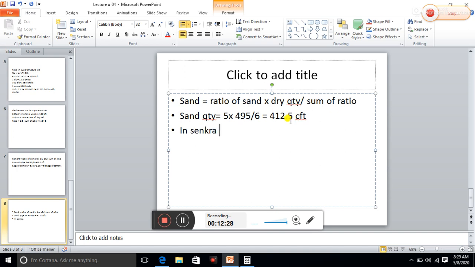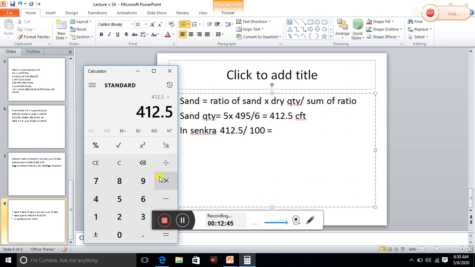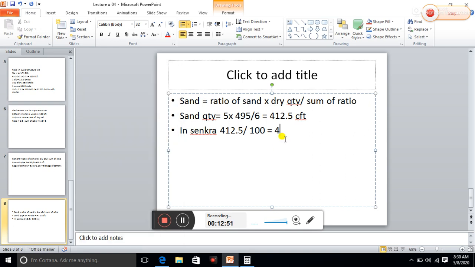Now, in seconds, we will divide 412.5 by 100, so we will get the result in seconds. It will be 4.125 or 4 sec.